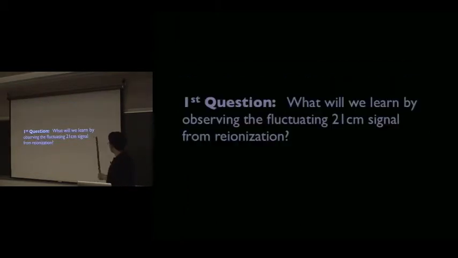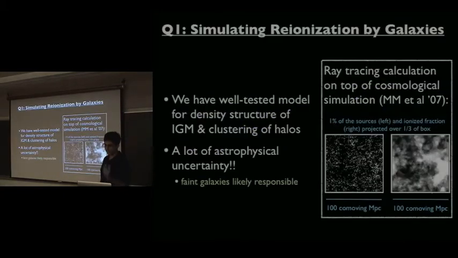Okay, so what will we learn by observing the fluctuating 21 centimeter signal from reionization? Reionization is a very messy astrophysical process, but I would like to just first highlight what we know. We have a very well-tested model for the density structure of the intergalactic medium at redshift 3 with the Lyman alpha forest especially, because we've really tested our cosmological simulations.